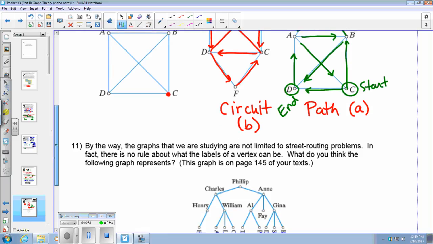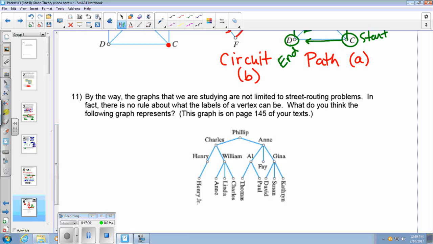All right, number 11. By the way, the graphs that we're studying are not limited to street routing problems. In fact, there's no rule about what the labels of a vertex can be. So what do you think the following graph represents? And this is page 145 in your textbooks.